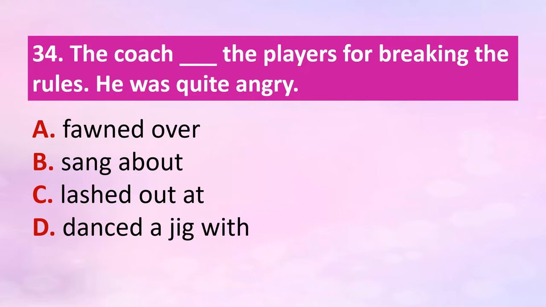Question number 34. The coach dashed the players for breaking the rules. He was quite angry. Option A, fawned over. Option B, sang about. Option C, lashed out at. Option D, danced a jig with. The correct answer is option C, lashed out at.